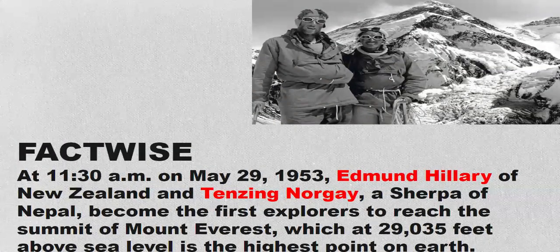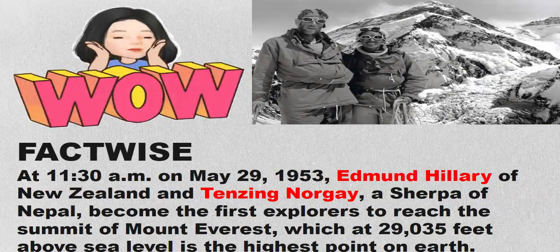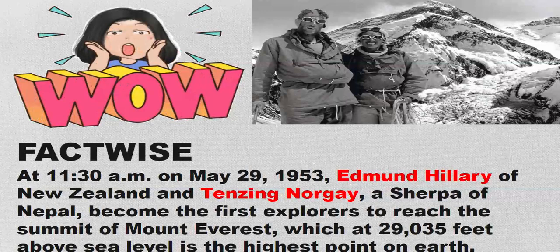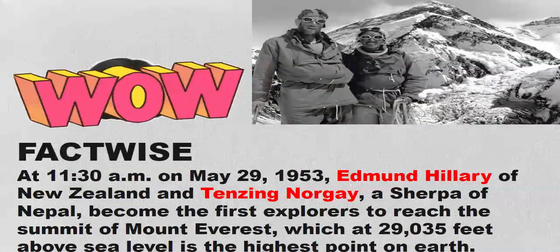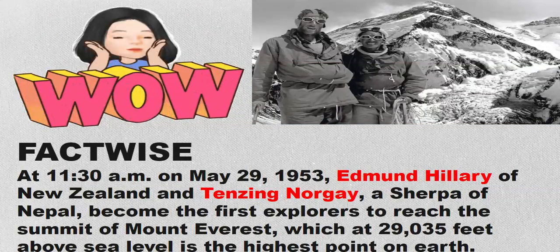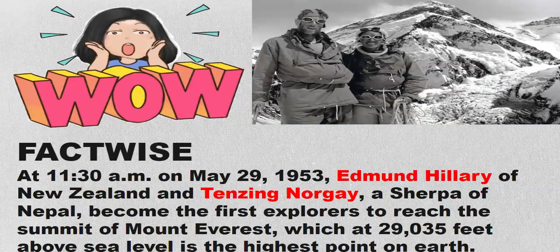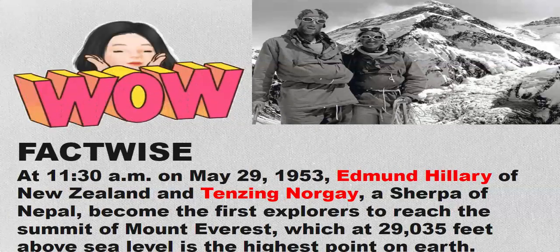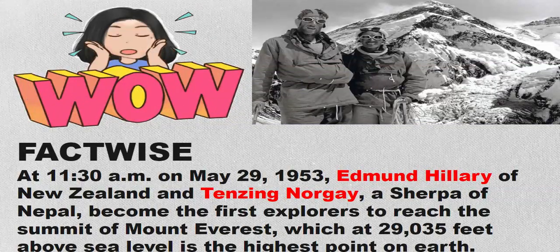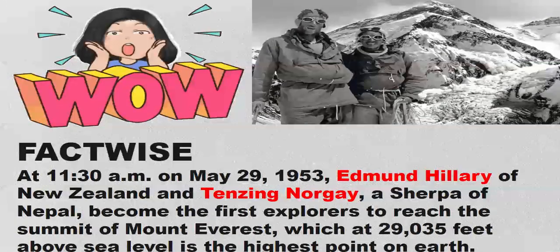Now let's see the fact wise. Another very unique fact. At 11:30 a.m. on May 29th, 1953, Edmund Hillary of New Zealand and Tenzing Norgay, a Sherpa of Nepal, became the first explorers to reach the summit of Mount Everest, which is at 29,035 feet above sea level and which is the highest point on earth. You can also see the image of both of these brave men. Let's move further.